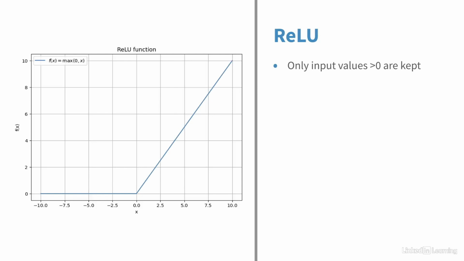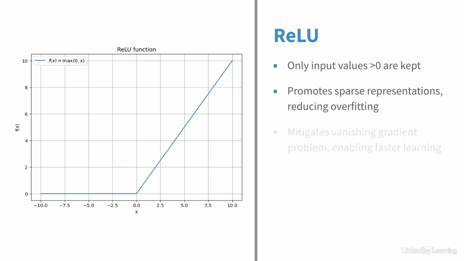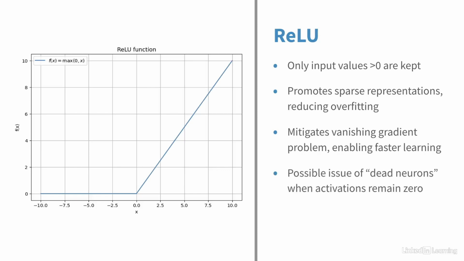By keeping positive values unchanged and setting negative values to 0, ReLU allows the network to learn sparse representations, which will help reduce overfitting. ReLU also helps mitigate the vanishing gradient problem, as its gradients are either 0 or 1 for positive input values, enabling faster learning. However, ReLU units can suffer from dead neurons, where activations become stuck at 0.